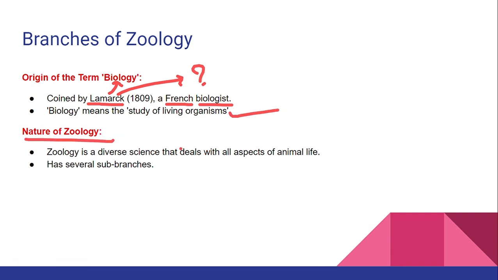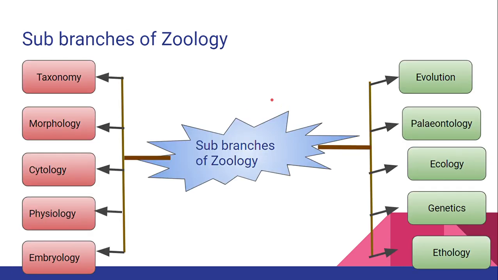What is the nature of zoology? Zoology is very diverse. It deals with all the aspects of animal life. It has several sub branches. So what are the sub branches? We are going to deal with the sub branches one by one. So one is taxonomy, then morphology, cytology, physiology, embryology, evolution, paleontology, ecology, genetics and ethology. I'm sure you must have heard some of the sub branches of zoology, but 2-3 you might not know. So let's deal with it in detail.